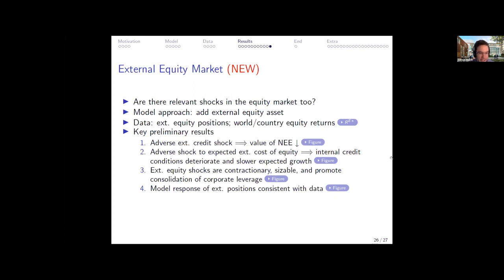In our next step, beyond incorporating this additional margin into our framework, we plan to do a formal structural estimation of SONOMA with this expanded external equity market.